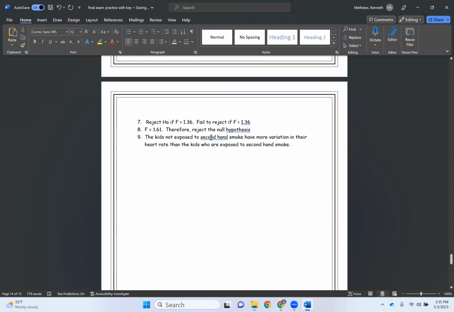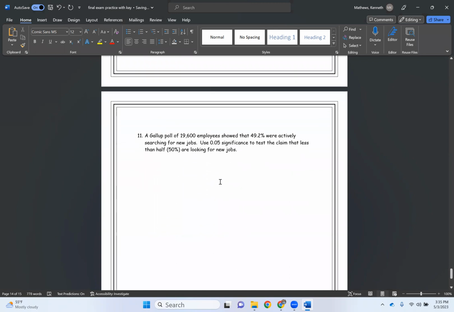All right, last one. Woohoo! All right, so a Gallup poll of 19,600 employees showed that 49.2% are actively searching for new jobs. Use 0.05 significance to test the claim that less than half are looking for new jobs. All right, so we're testing a proportion, so it's going to be a Z distribution.